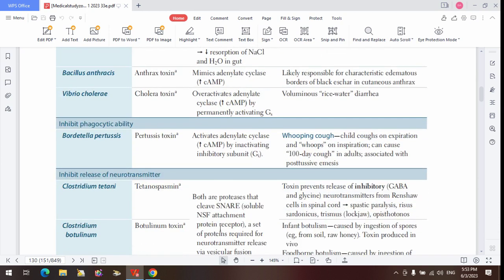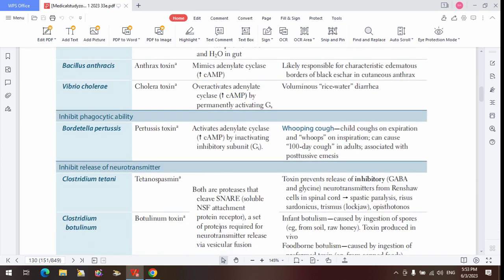You see, you go back to the previous one we've talked about. We talked about Corynebacterium and Pseudomonas. Those are the ones that go together.